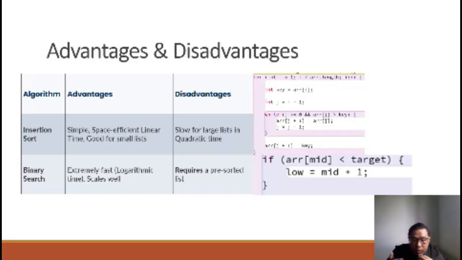Then, we'll be looking at binary search. Its advantage is obvious: it's fast. By cutting the search range in half every time, look at the code that I used, low equals mid plus 1, it achieves logarithmic time. It can search massive databases instantly.